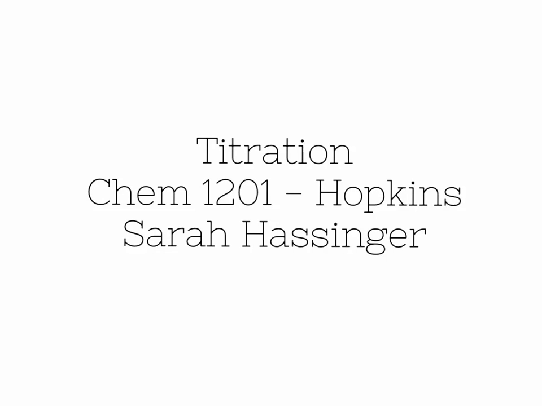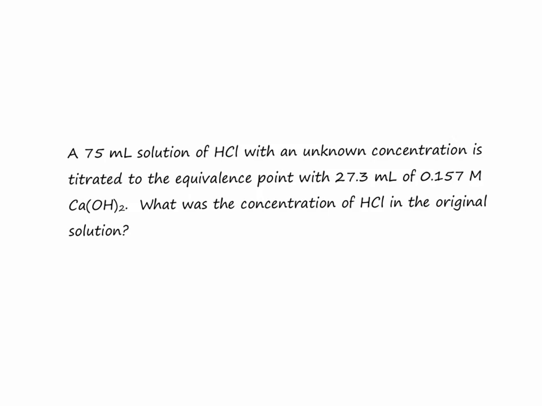An explanation of titration. A 75 milliliter solution of hydrochloric acid with an unknown concentration is titrated to the equivalence point with 27.3 milliliters of calcium hydroxide with a concentration of 0.157. What was the concentration of hydrochloric acid in the original solution?